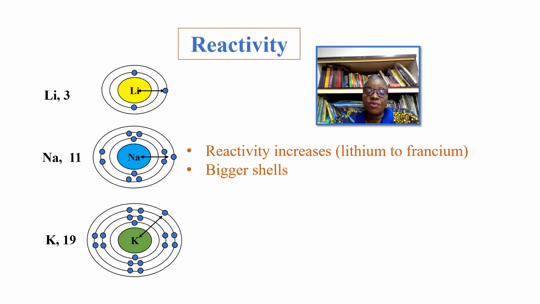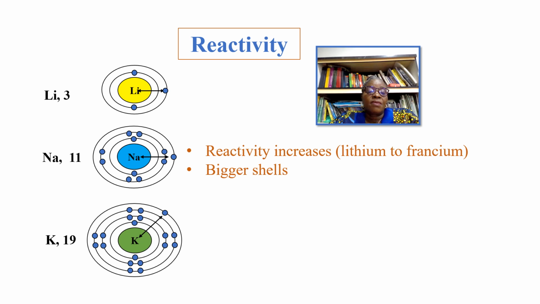The reactivity of the Group 1 metals. These are soft metals, and they have low ionization energy and low melting points. They are highly reactive. As we move down the group, we see an increasing reactivity. It increases on descending the group from lithium to francium.